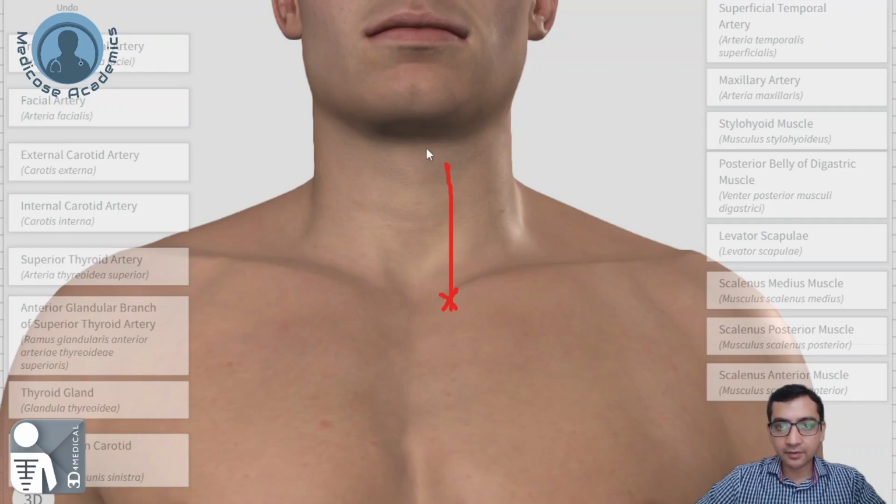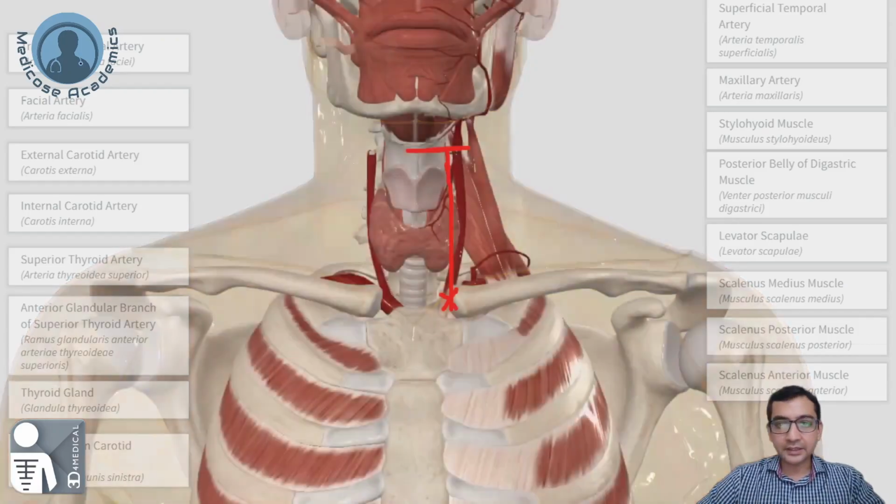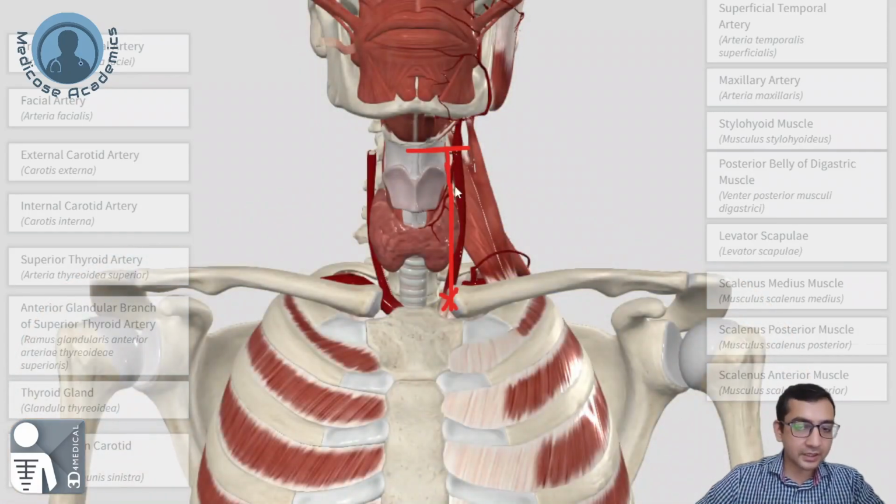And there you find the upper level of the thyroid cartilage. And this is basically the root of the common carotid artery. It is behind this line. Let's try to find out how accurate I was. If we look, you can see that the common carotid artery is behind this.